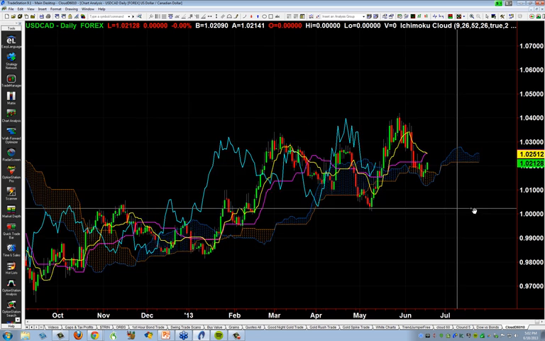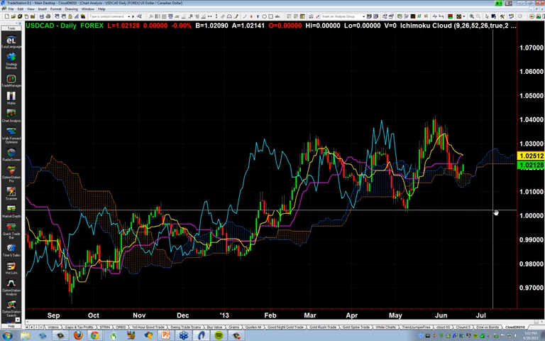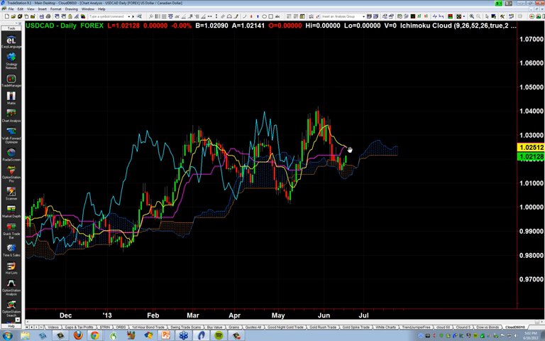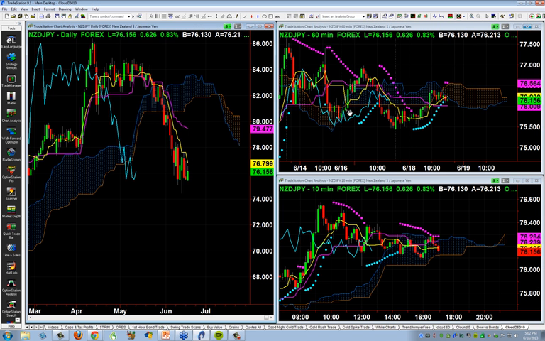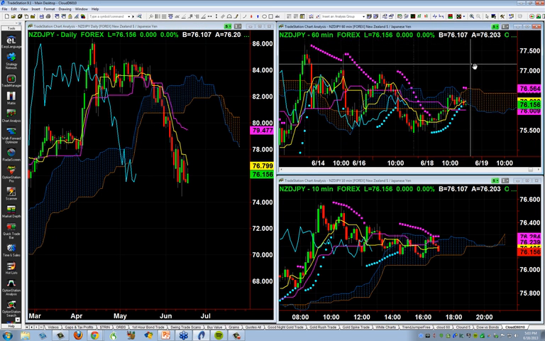Let me see where it would be. Around 102.25, about in that area. So it could go to the yellow and the pink conversion there. NZDJPY. Oh, that's a good solid sell signal there on the New Zealand dollar versus the Japanese yen. Good sell signal on the daily. The 60-minute doesn't agree yet, but it will.